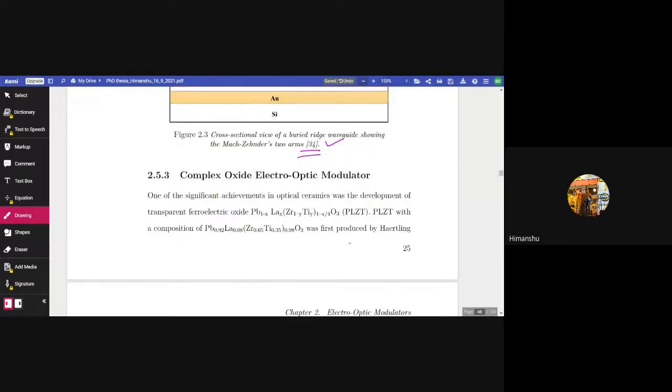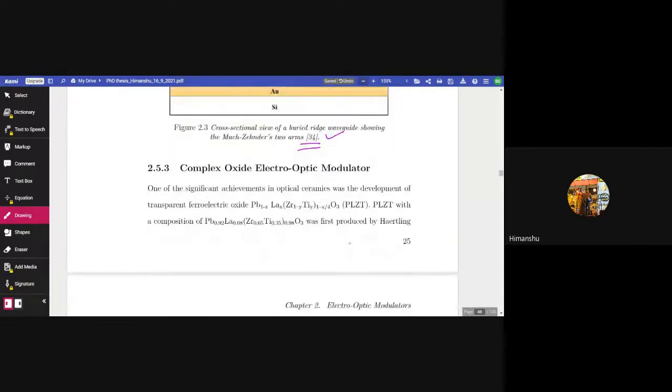So coming to 2.5.3, complex oxide electro-optic polymer. One of the significant achievements in optical ceramics was the development of transparent ferroelectric oxide, that is Pb subscript 1 minus x La subscript x Zr subscript 1 minus y Ti subscript y 1 minus x over 4 O3. In short, this is named PLZT.